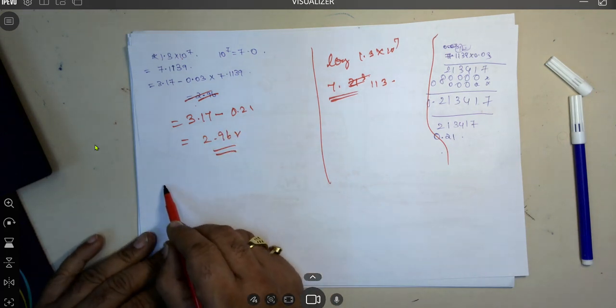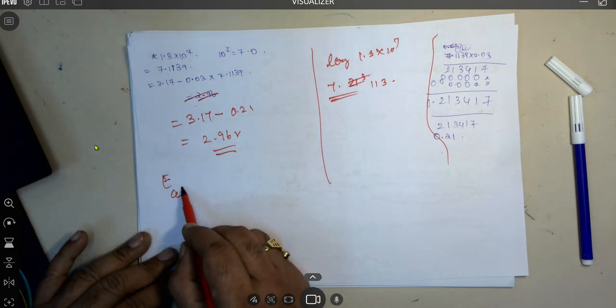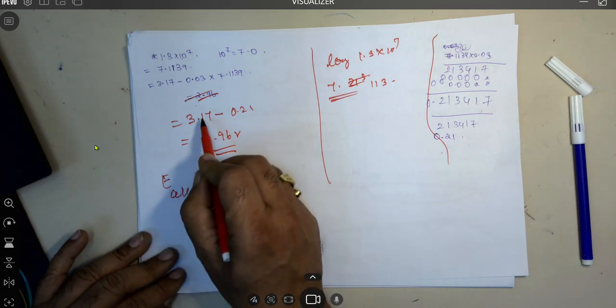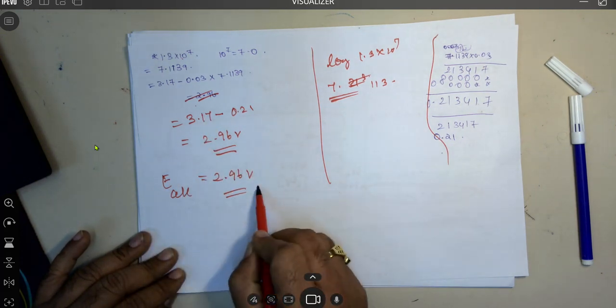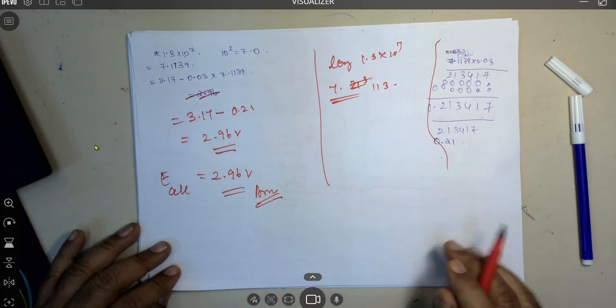And finally, you have to reproduce that, which is the E cell. It's not E naught cell; E naught cell is this one. So E cell is 2.96 volt. So this is the answer. So likewise, you have to present.